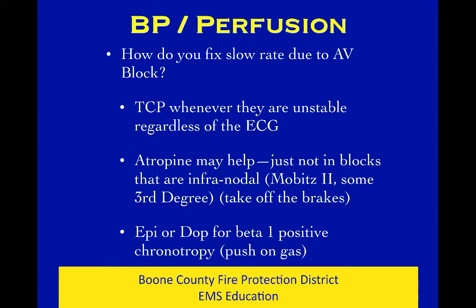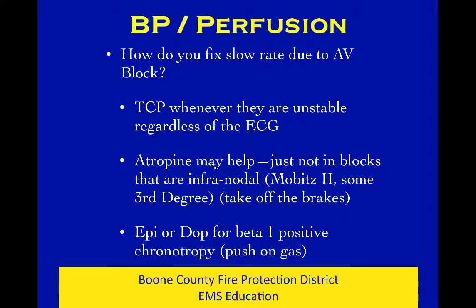Again, take off the brakes before you try to push on the gas. Once you've gotten all you're going to get out of the atropine, or it's not going to work, then you move on to something to push on the gas. A beta 1 agonist for positive chronotropy, going to look for an epinephrine or a dopamine.